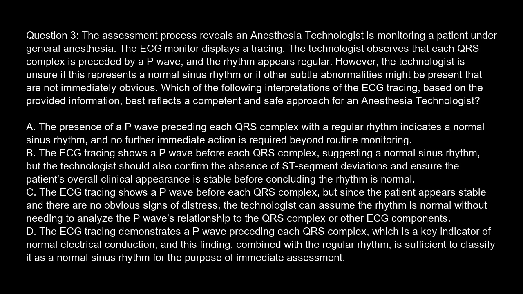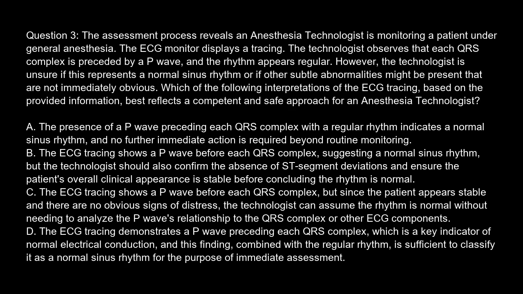Question 3. The assessment process reveals an anesthesia technologist is monitoring a patient under general anesthesia. The ECG monitor displays a tracing. The technologist observes that each QRS complex is preceded by a P wave, and the rhythm appears regular. However, the technologist is unsure if this represents a normal sinus rhythm or if other subtle abnormalities might be present that are not immediately obvious. Which of the following interpretations of the ECG tracing, based on the provided information, best reflects a competent and safe approach for an anesthesia technologist?